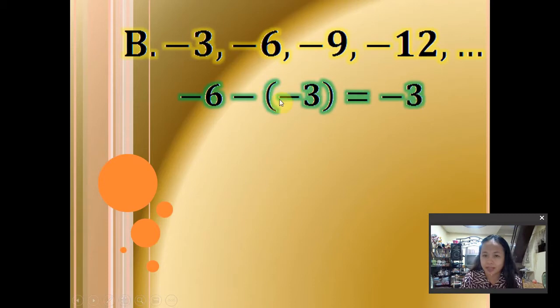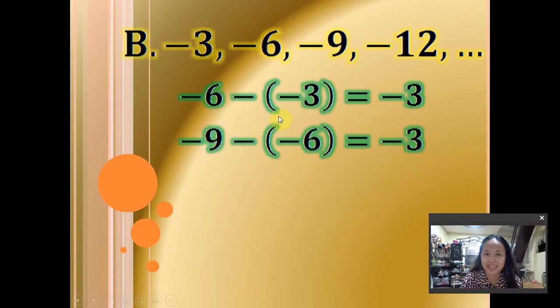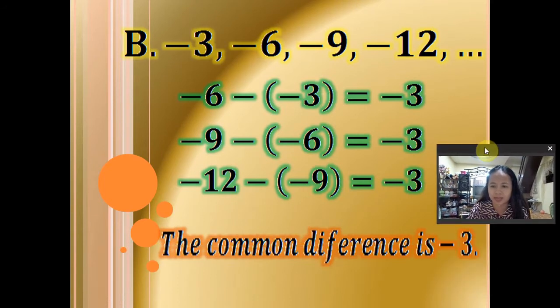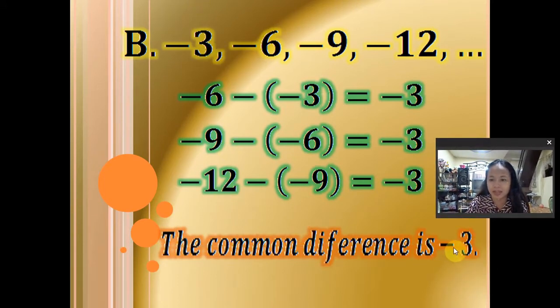Okay, do not forget the rule of subtracting integers. Next we have negative 9, that's the third term, minus the second term, which is negative 6. So negative 9 minus negative 6, and that is negative 3. Next, the fourth term, that's negative 12, minus the third term, negative 9. So that is also negative 3. Have you observed that our differences here are all equal? It's negative 3. So therefore, the common difference of our sequence is negative 3.